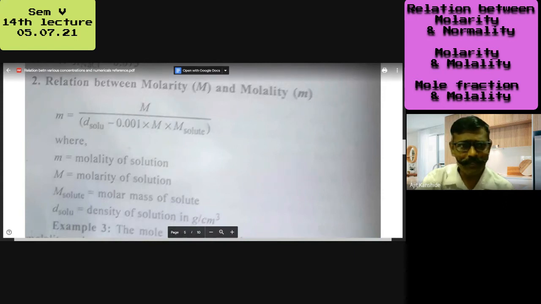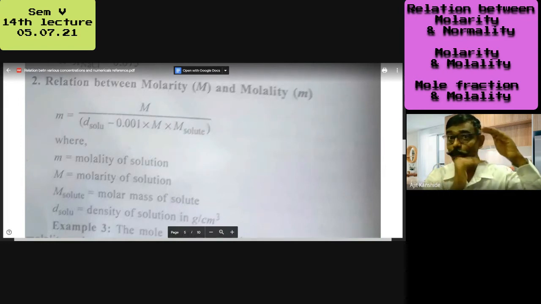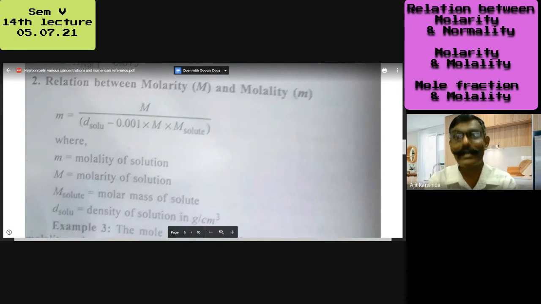So what am I getting now? Density of solvent. But I don't want density, I want mass. Mass is equal to density into volume. So density is there, so I have to multiply by volume. Where is volume? Volume is hidden in the molarity. I told you, molarity formula is equal to number of moles divided by volume. So that volume will multiply to the density. So I will get the mass of the solvent.